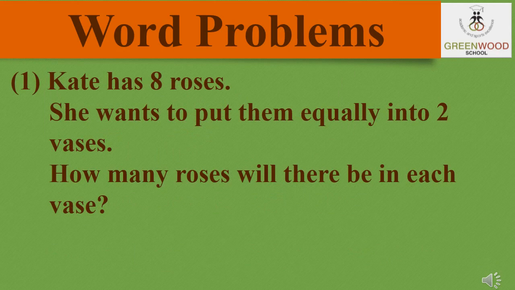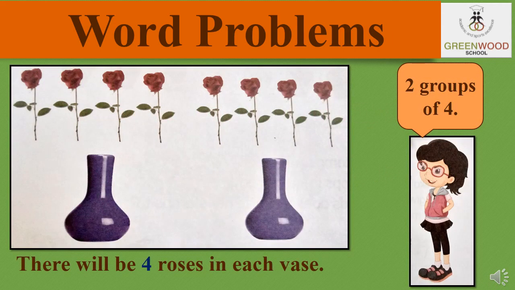Last topic, word problems. Kate has 8 roses. She wants to put them equally into 2 vases. How many roses will there be in each vase? Let's see. As you can see in the picture, there are two vases.